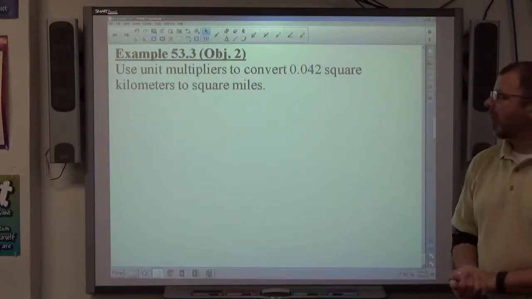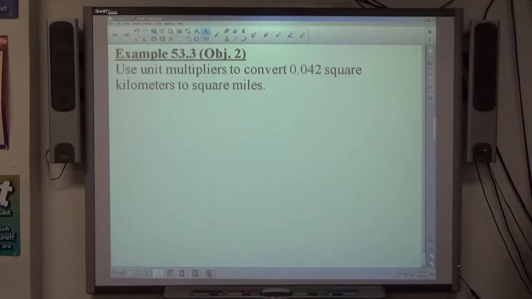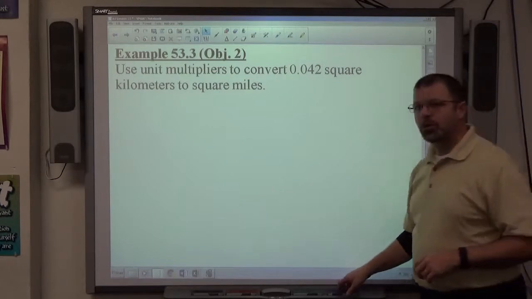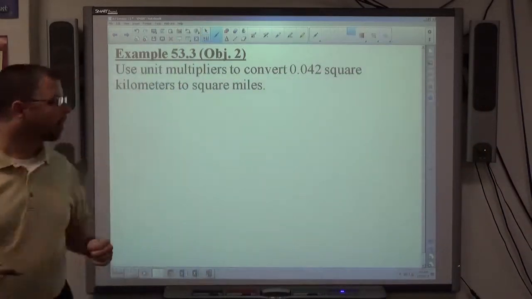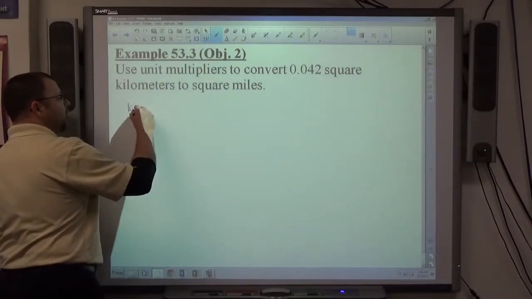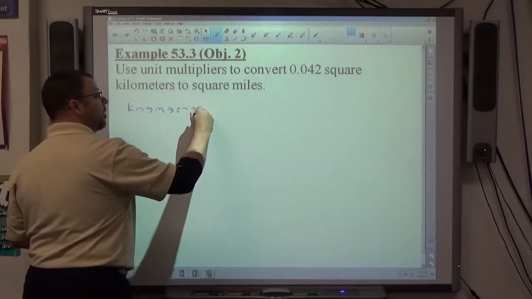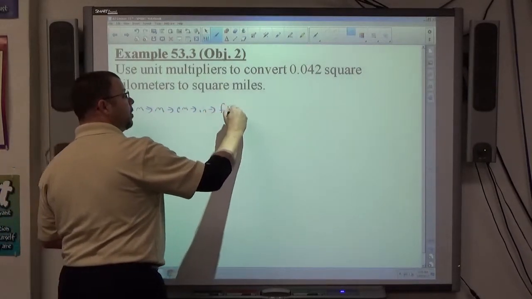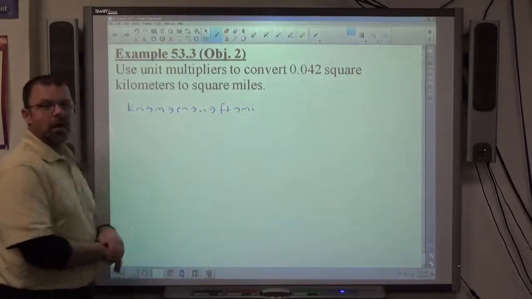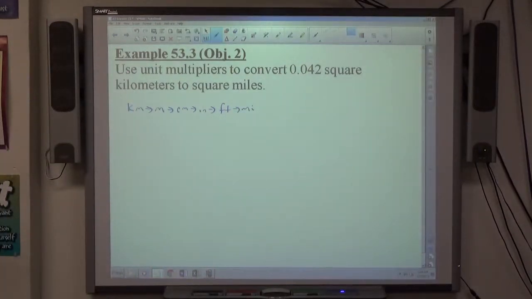Okay, our last conversion problem for today, we're going to convert square kilometers to square miles. Now let me show you two paths we can go. Kilometers can be changed to meters, which can be changed to centimeters, which can be changed to inches, which can be changed to feet, which can be changed to miles. We'll call that path number one. Alright?